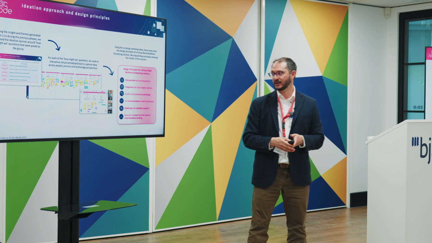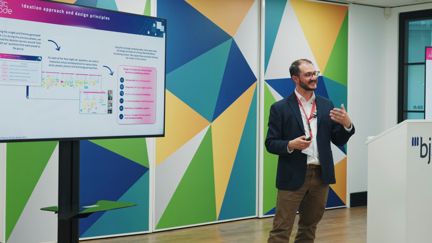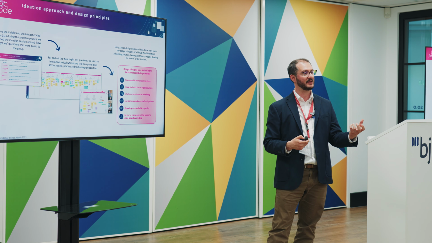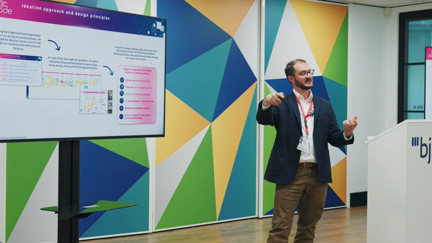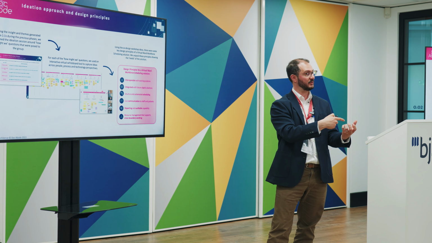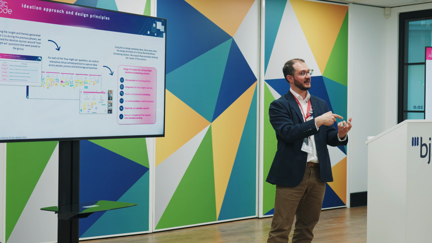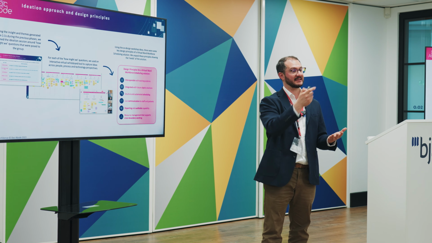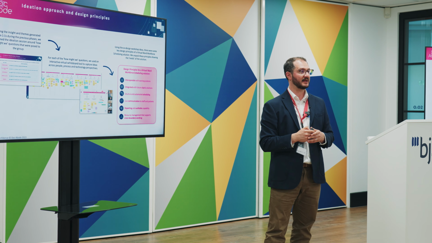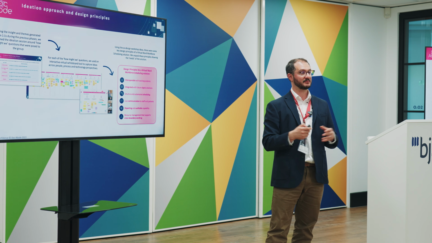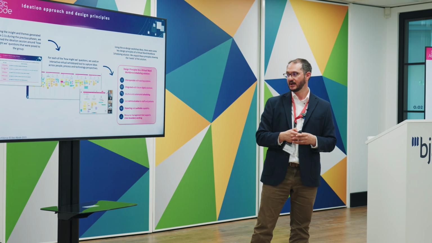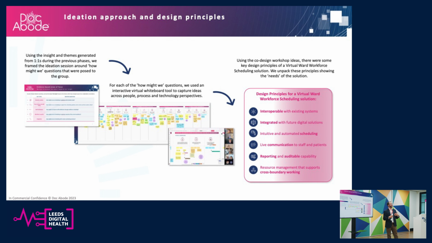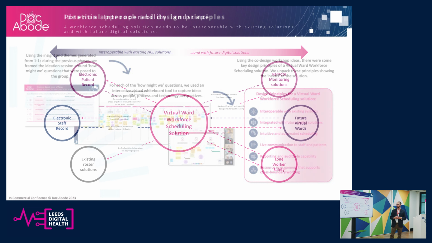Automated intuitive scheduling, live communication, understanding patient requirements in real time. How do you know that patient that's been discharged into, say, an urgent community response team, what that requirement is, who's a member of staff that's available, are they nearby, if they need to set up an IV? I think it might have been James was talking about some of the pathways in Leeds that they're setting up. Reporting, auditability, a lot of the BI associated with that, and then just the resource management that supports cross-boundary working.